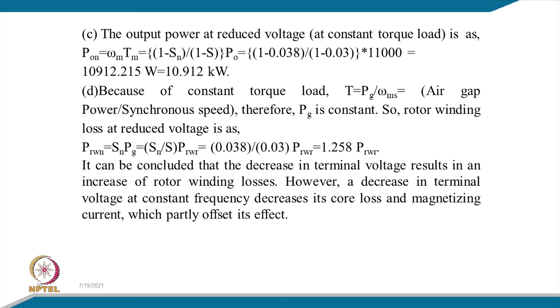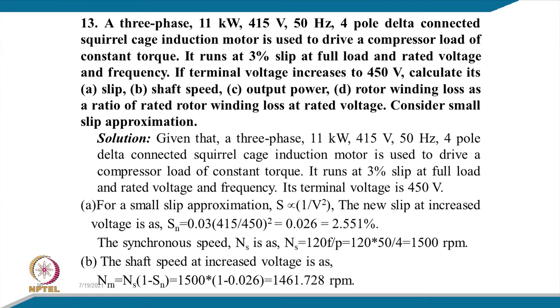So, it can be concluded that the decrease in the terminal voltage results in an increase in the rotor winding losses. However, a decrease in terminal voltage at a constant frequency decreases its core loss and magnetizing current, which partly offsets this effect. Now, another example: a 3 phase 11 kilowatt 415 volt 50 hertz 4 pole delta connected squirrel cage motor is used to drive a compressor load of constant torque. It runs at 3% slip at full load and rated voltage and frequency. If terminal voltage increases to 450 volt, calculate the slip, shaft speed, output power, rotor winding loss and ratio of rotor winding loss to this. Consider a small slip approximation.